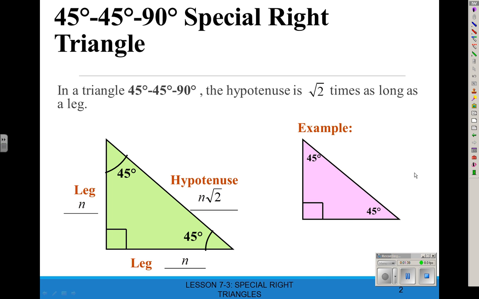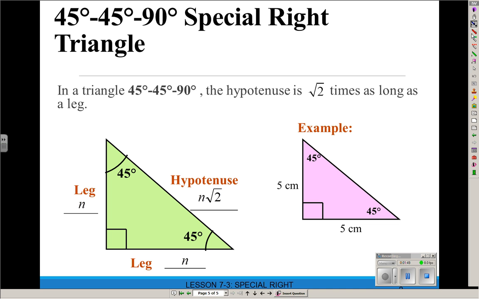So in this example, they give you a 45, 45, 90 triangle where both of the legs are 5 centimeters long. We want to know the hypotenuse. Well, use the formula. The hypotenuse equals the leg times the square root of 2. A leg is 5, so the hypotenuse equals 5 times the square root of 2. And that's our answer, just 5 square root of 2.